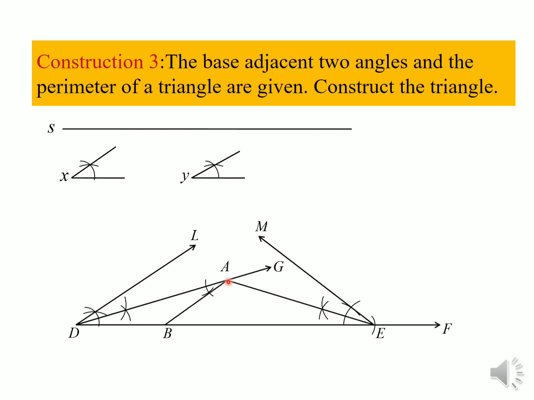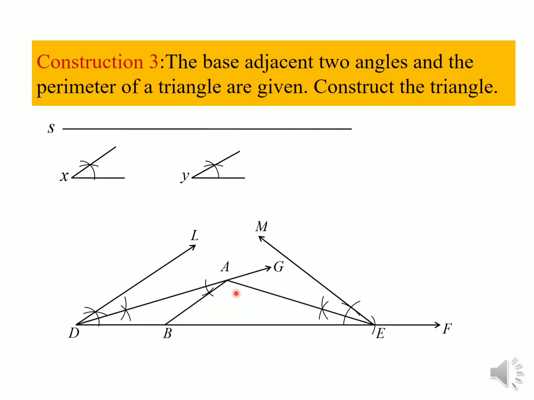Now at point A we draw angle DAB. This angle DAB is equal to angle ADE, and this angle is also half of angle X. Let AB intersect DE at point B.